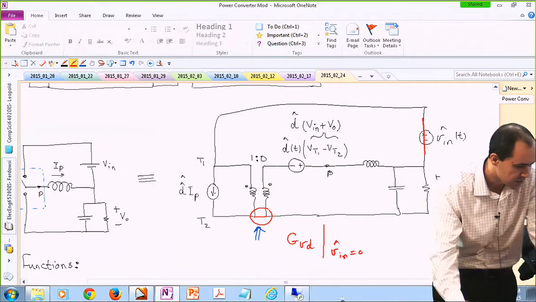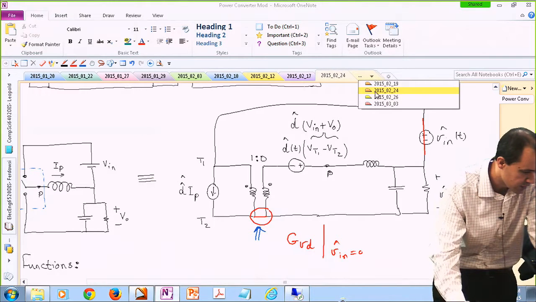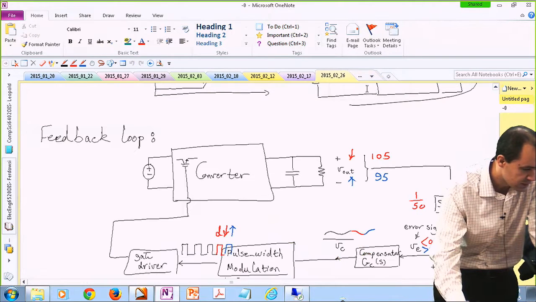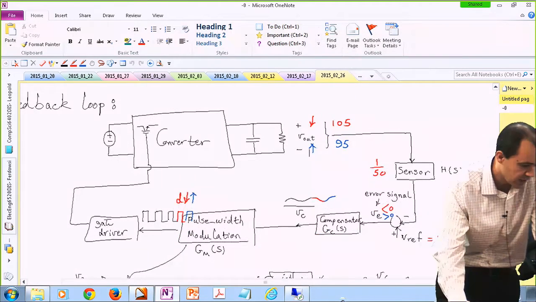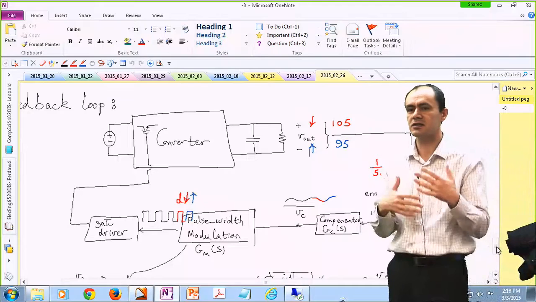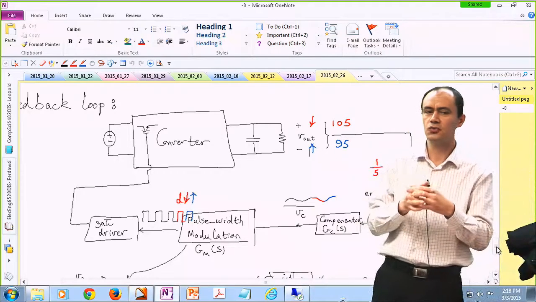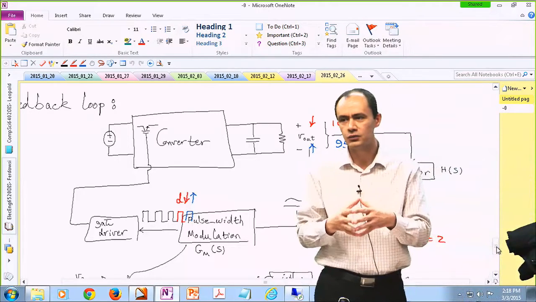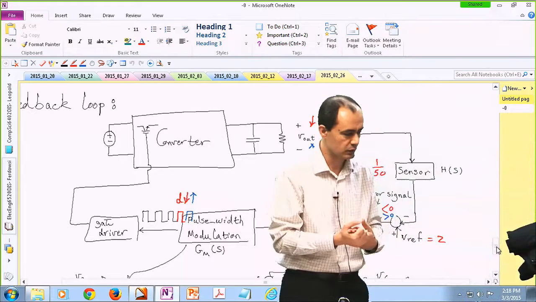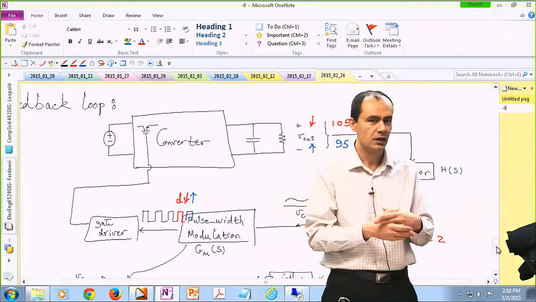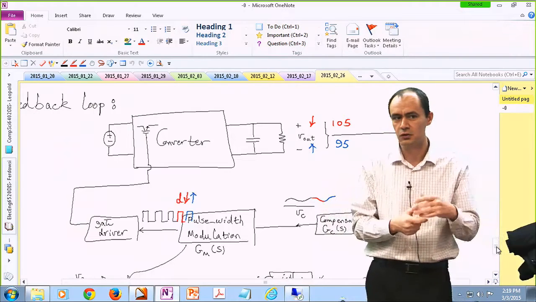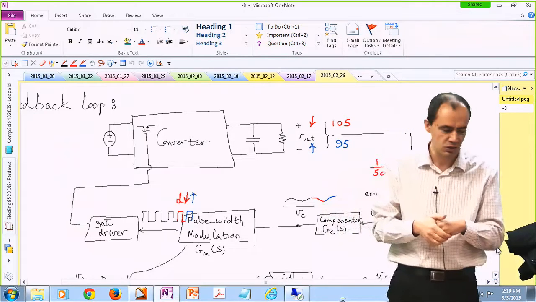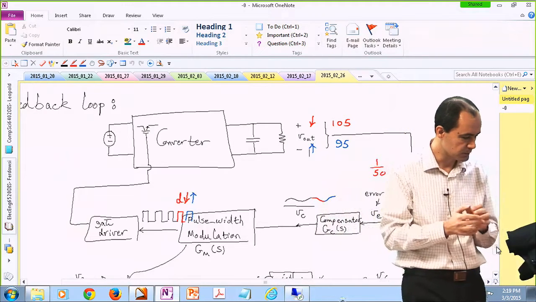All right, let's get back to our lecture now. What we did last time was we tried to form a control loop. We have a converter, and usually our objective is to regulate the output voltage of this converter. By regulation, I mean that if the input voltage changes, we don't see those changes in the output voltage. If the load resistance changes, we don't see those changes in the output voltage.